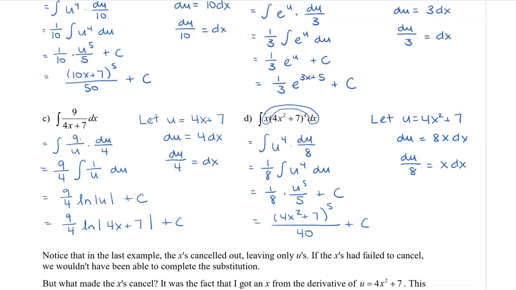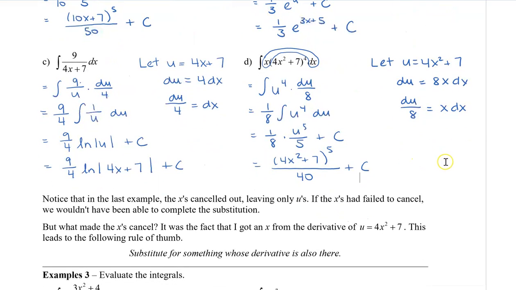Now notice that in this last example here, the x's canceled off, because I have the extra x. So we only had u's. Now if the x's had failed to cancel, we wouldn't have been able to complete the substitution, because when we integrate, and this says with respect to u, I should only have u in the integral. If I do have x's, that means that I haven't done the correct substitution.